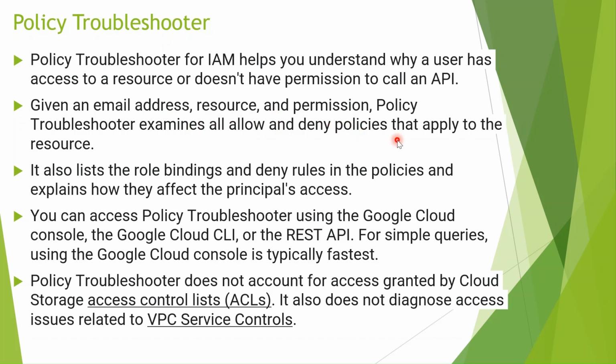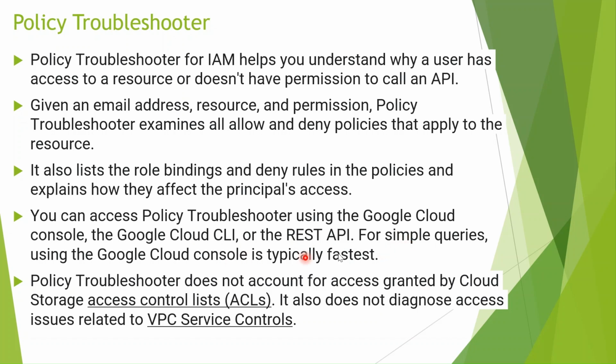As we saw in Policy Analyzer, it only shows allow policies and doesn't focus on deny policies, but in this case we can check whether any deny policies are stopping our access. It lists the role bindings and deny roles in the policy and explains how they affect our principal's access. And we can use Policy Troubleshooter via the console, CLI, or REST API.